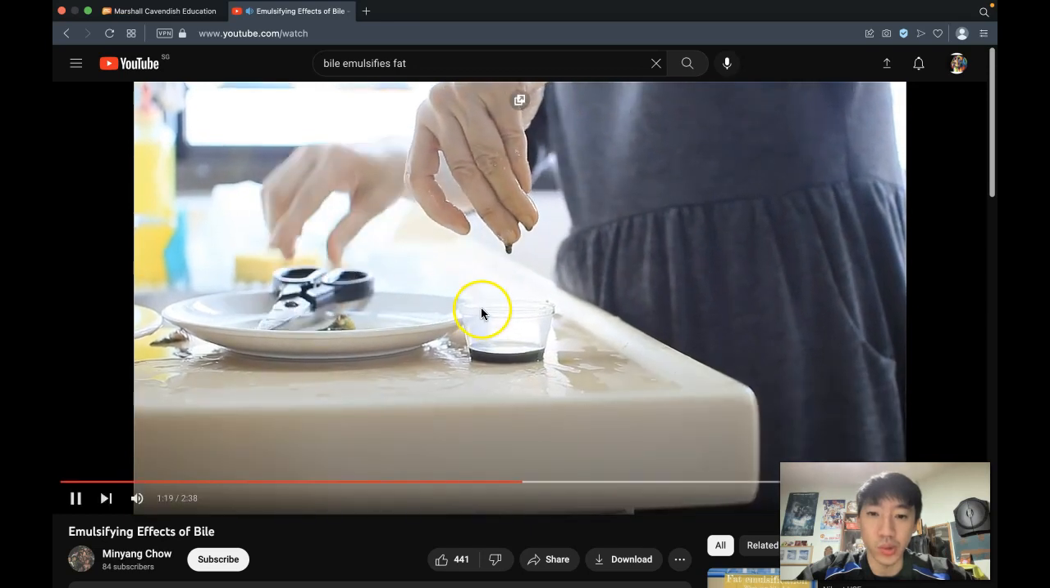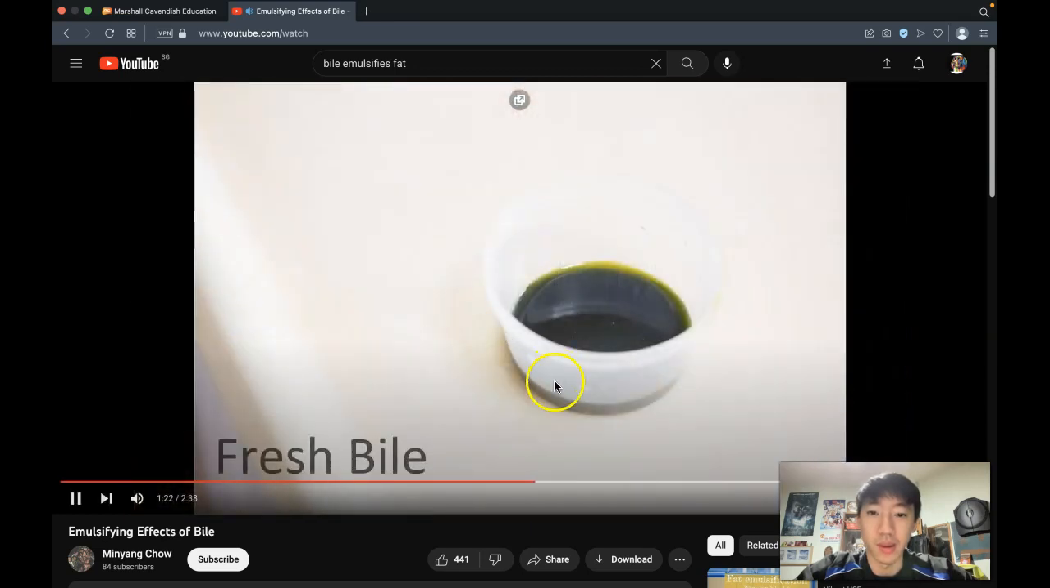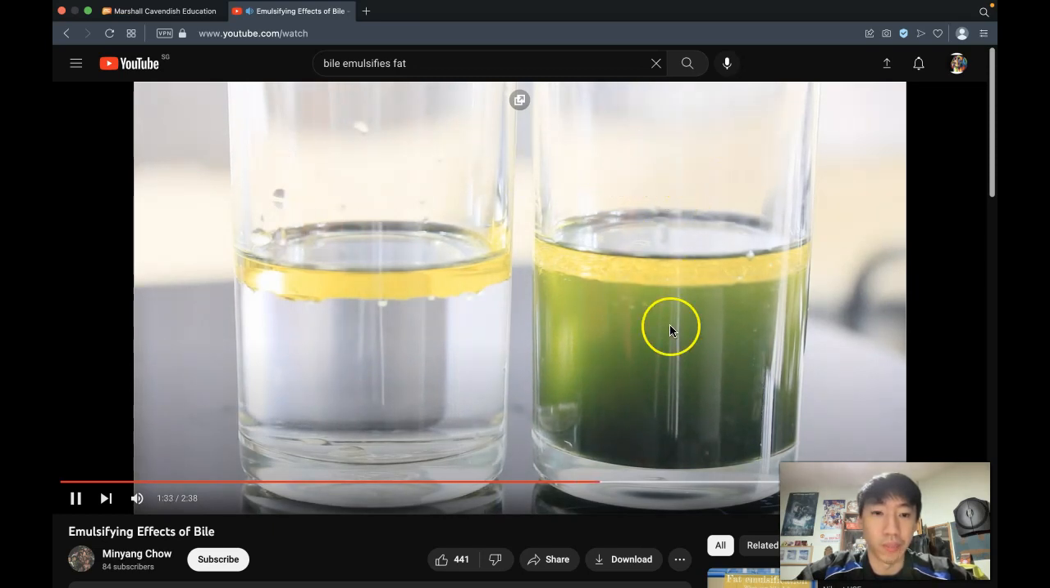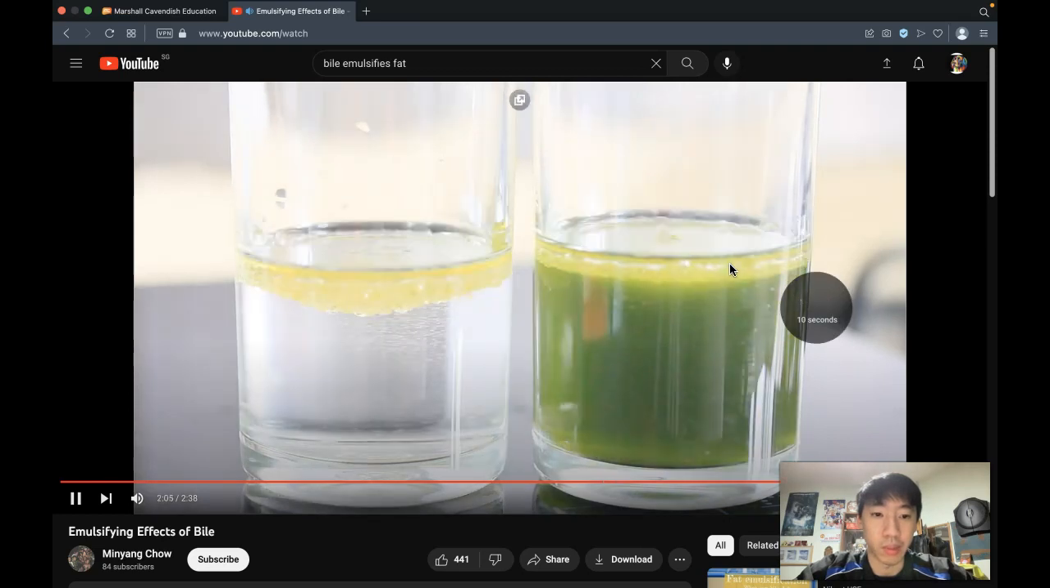So you can see the juice, right? It's a greenish yellowish liquid. So if you mix it with oil and water, so you have oil, water and BAO here. Okay, let's just fast forward this part.